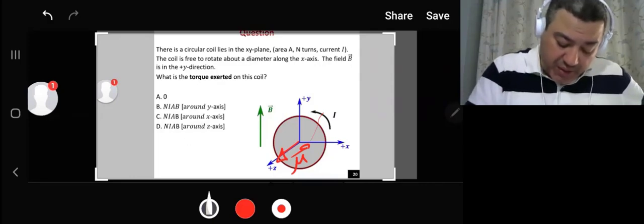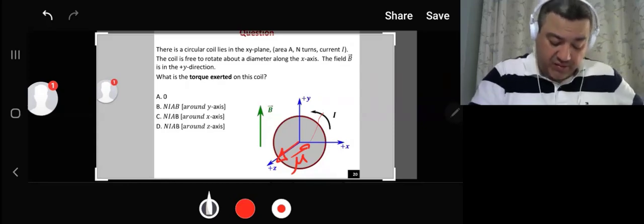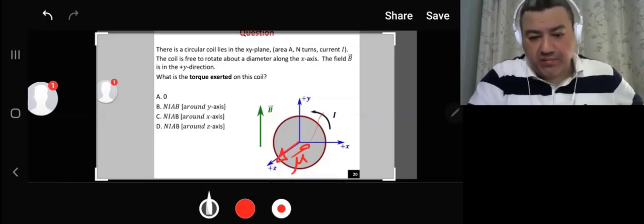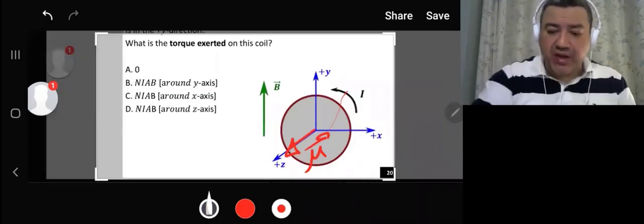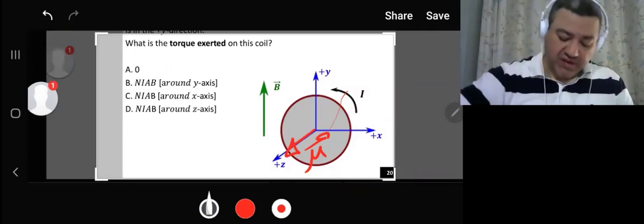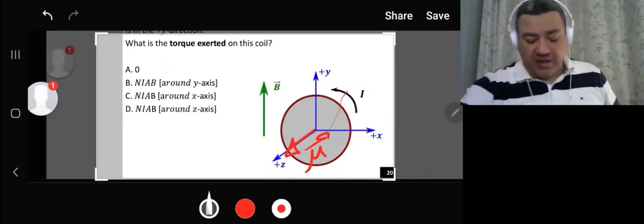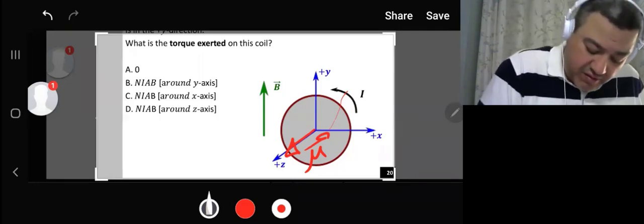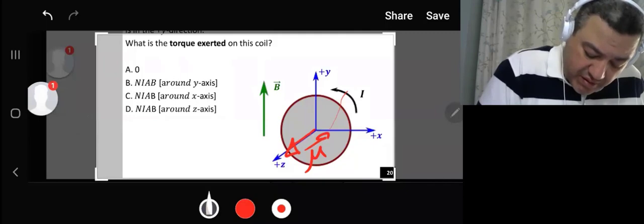So the rotation is happening here around the x-axis, which is C. It is rotating along the x-axis. So it's doing like this, such that the magnetic dipole moment is aligning with the magnetic field. So yes, it is C.